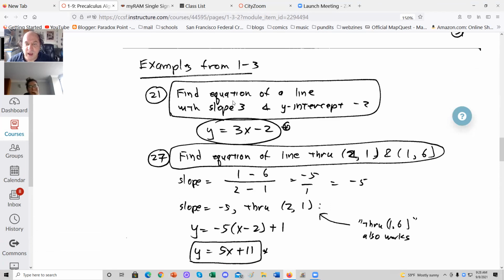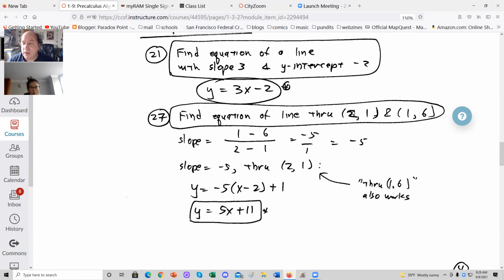So here are some examples. Find the equation of a line with slope 3 and y-intercept equal to -2. That's y equals 3x minus 2. Okay. Find the equation of a line through 2 by 1 and 1 by 6. Okay, so these are two points. Each one of these we could use as the h by k, but we need the slope. Well, the slope is the change in the y values, 1 minus 6, over the change in the x values, 2 minus 1.